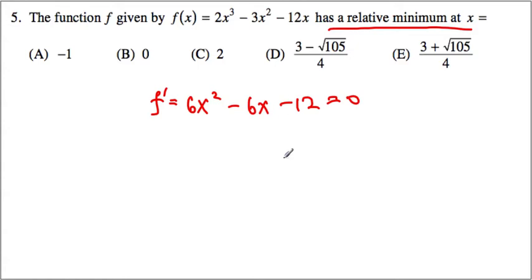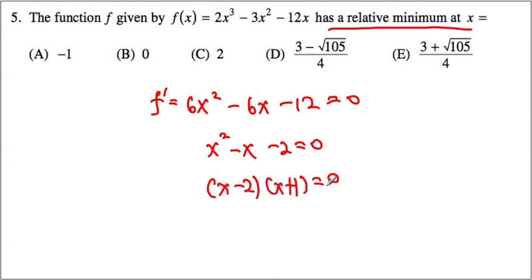That means, by dividing by 6, we get x squared minus x minus 2 has to equal 0. Good thing that this is actually factorable, so we have x minus 2 and x plus 1 has to be equal to 0. That means x has to be either equal to 2 or negative 1. Now, I have no idea which one will be the relative minimum.